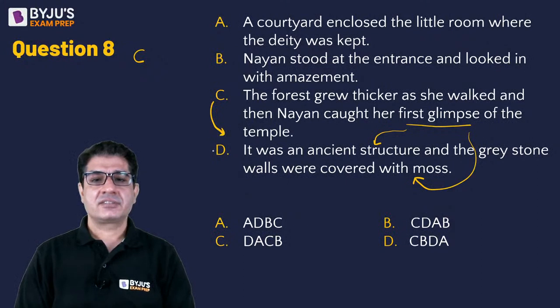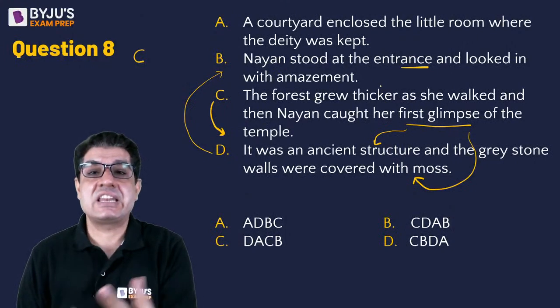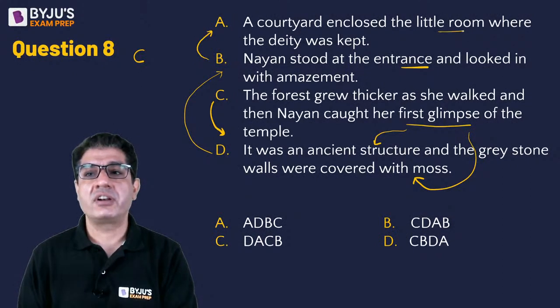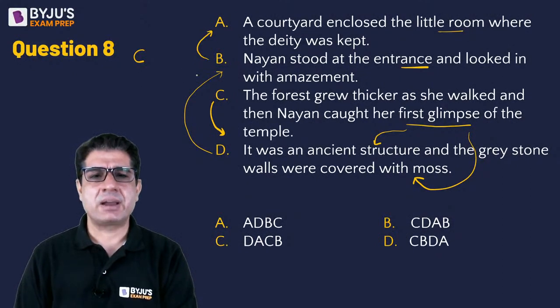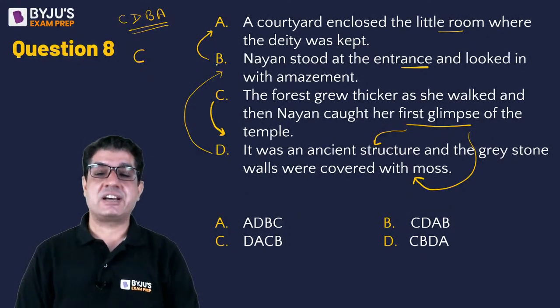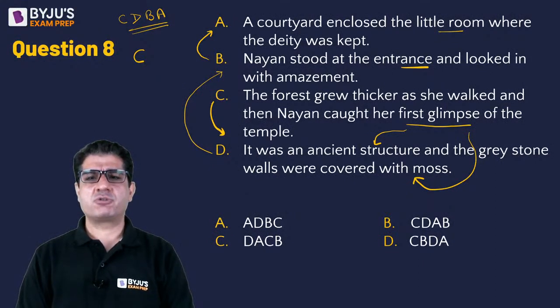After that, you'll go to B. So you have a structure. Now you reach the entrance and you look in amazement. And what do you see there? It's only when you stand at the door, you'd see a courtyard enclosed, the little room where the deity was kept. So if you give me a choice, I will arrange them as C, D, B, A. But the problem is we do not even have C, D, B, A as one of the answers. It means that we need to deviate somewhere. So where do I deviate?